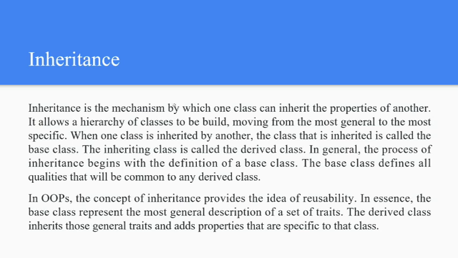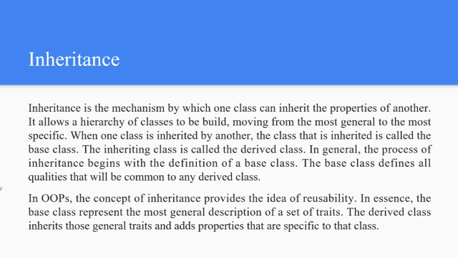Now inheritance. Inheritance is the mechanism by which one class can inherit the properties of another. It allows a hierarchy of classes to be built, moving from most general to the most specific. When one class is inherited by another, the class that is inherited is called the base class. The inheriting class is called the derived class. In general, the process of inheritance begins with the definition of a base class. The base class defines all qualities which will be common to any derived class.